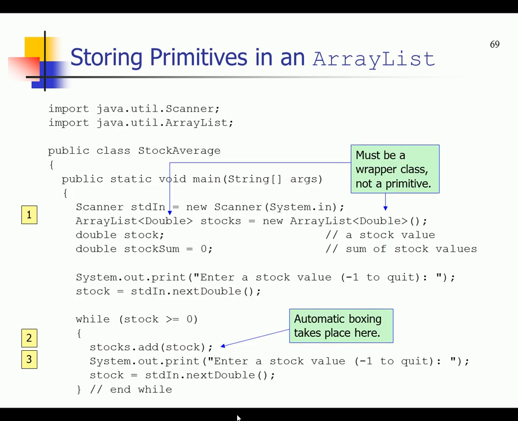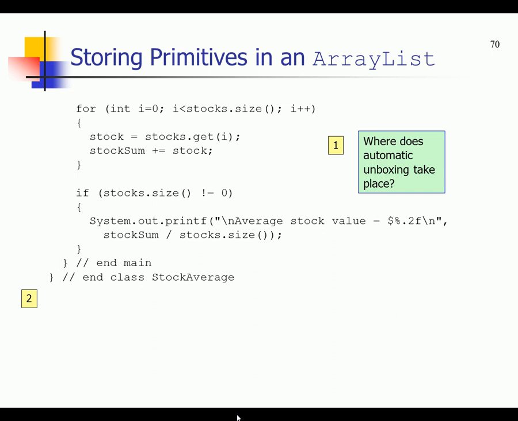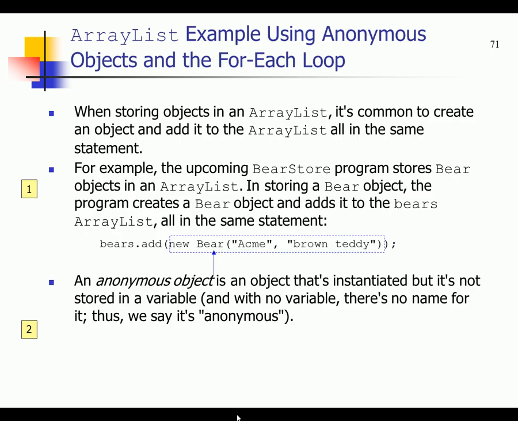Okay, let's see. Here's his program. So instead of a double with a small d, he's using a Double with a big D. Just like I said, Integer with a big I. Okay. Here's his stock average program. I'm not going to walk through it.